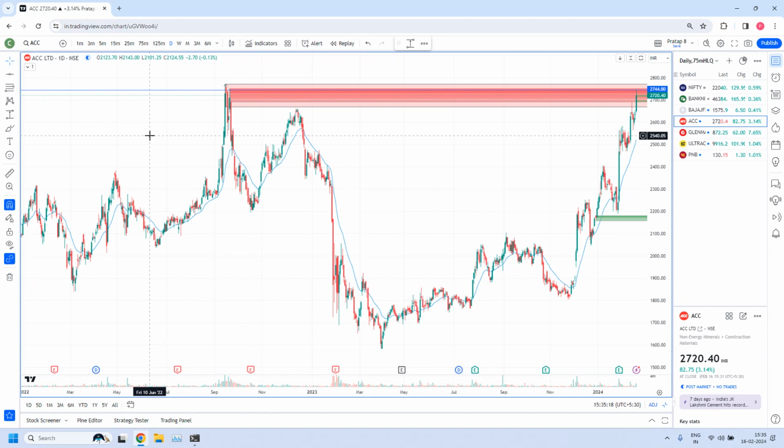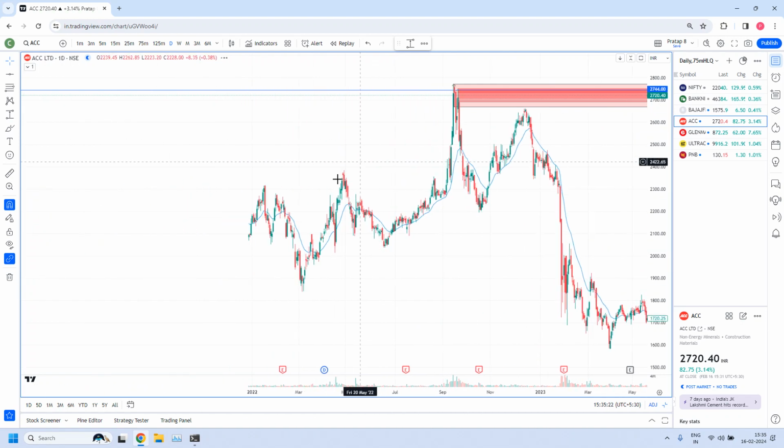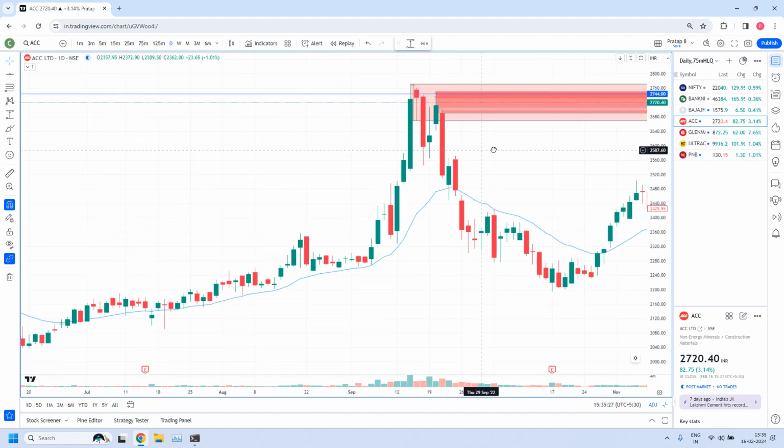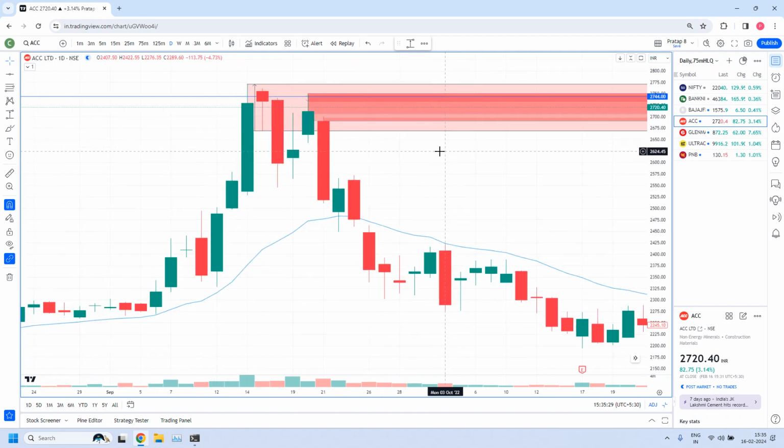That way I identified very good zones today. I'll show you how it is. It will be very interesting, so that you will also come to know about the power of our software and how it helps us.